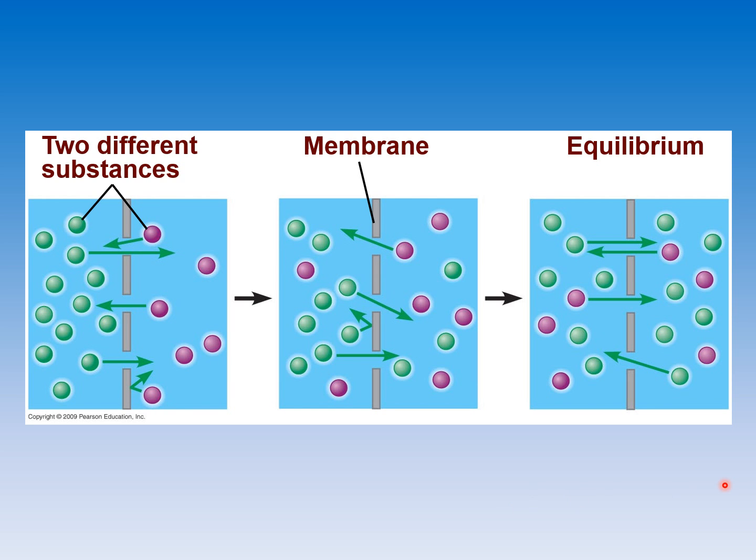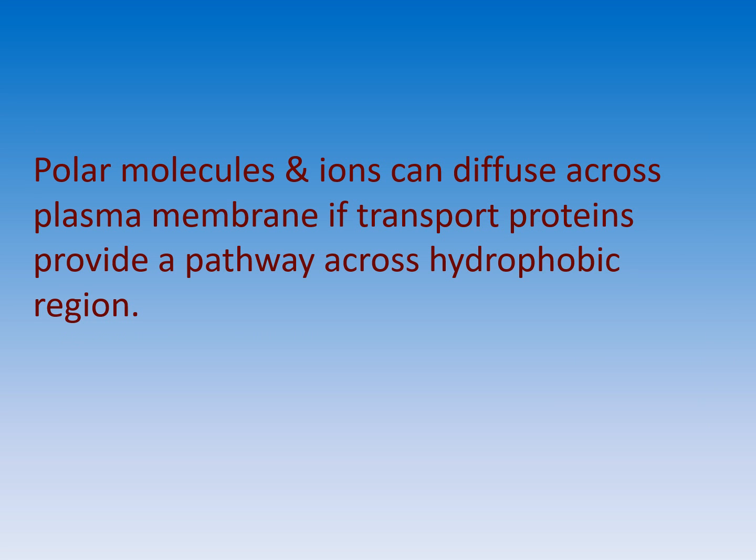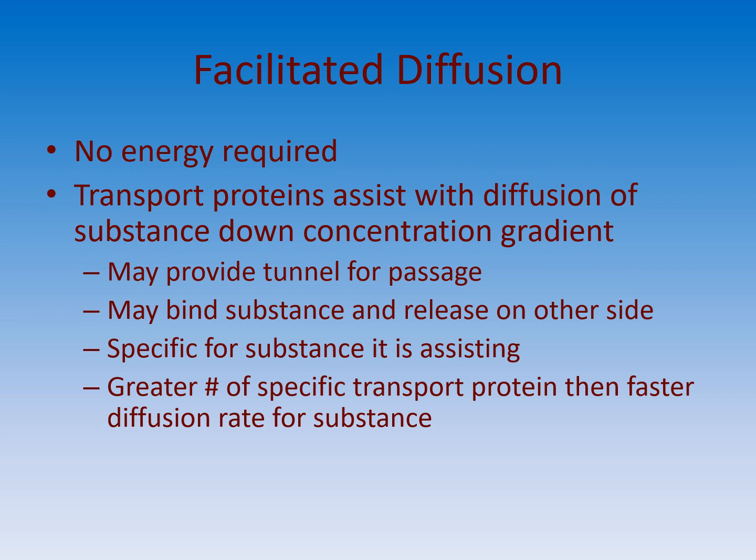So this is showing this essentially with these dyes. So you have the green dye, you have the purple dyes. Once again, each one is going to diffuse according to its own gradient, ultimately trying to reach equilibrium. Now, polar molecules and ions can diffuse across the plasma membrane oftentimes if they have a transport protein that can help them. And this all goes back to the membrane being hydrophobic. Typically, polar molecules tend to be hydrophilic. They will dissolve in water, and so they're not going to like going across that membrane.